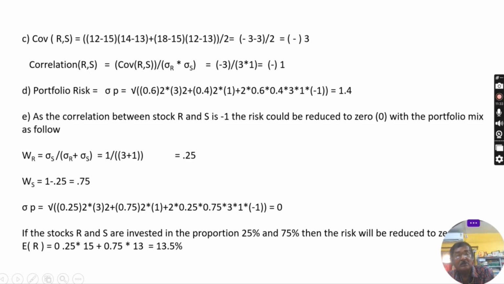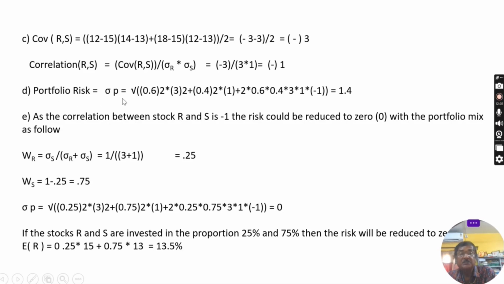Another formula is also available for finding out the correlation directly without computing the covariance, that I will discuss in a separate video. The result will be the same. The formula is covariance of RS divided by standard deviation for R times standard deviation for S. The value is this. Question C part is over.